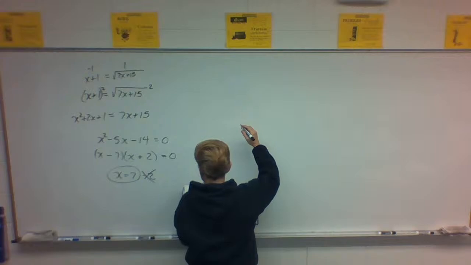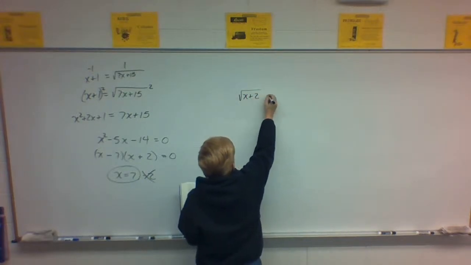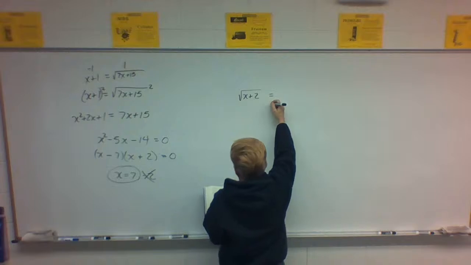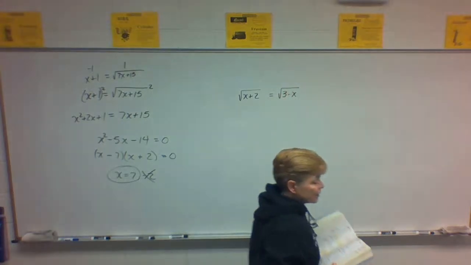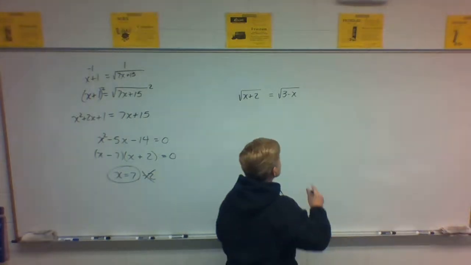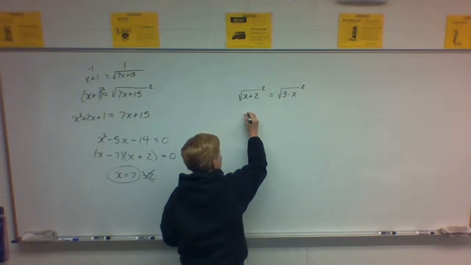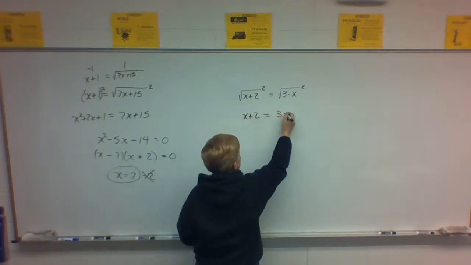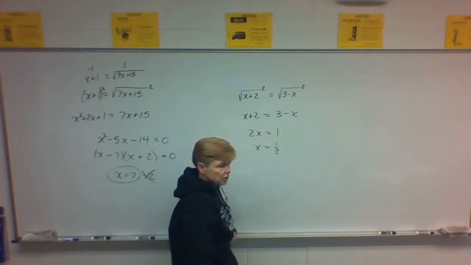Look at this instead. It's going to be the square root of x plus 2 equals the square root of 3 minus x. So now we've got a radical on both sides. Shouldn't be too hard to take care of. Since they're both square roots, we just square them both off. This gives you x plus 2 equals 3 minus x. And get after it. That's going to be 2x equals 1. x equals 1/2.